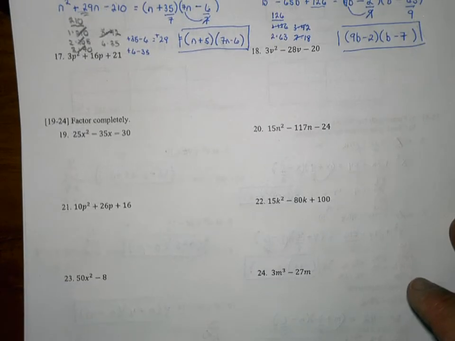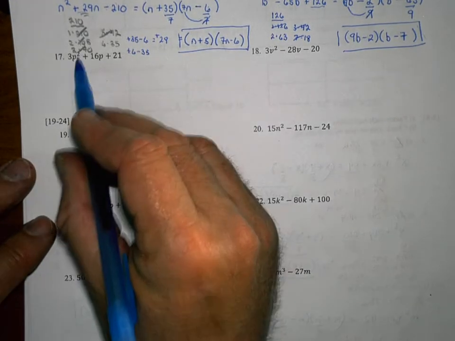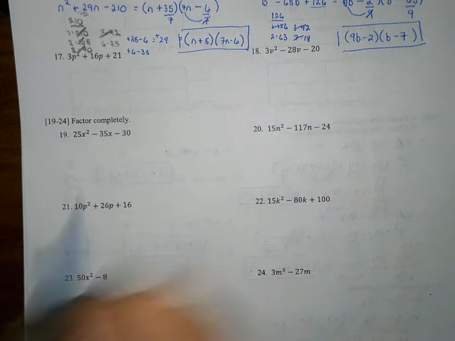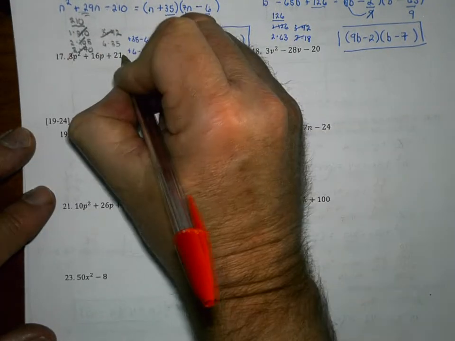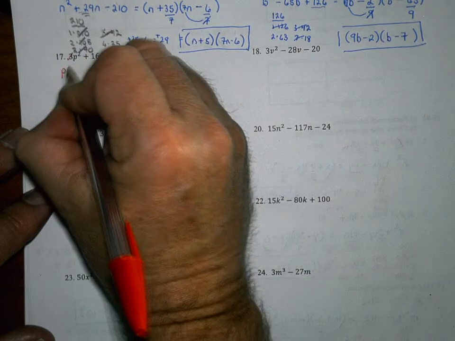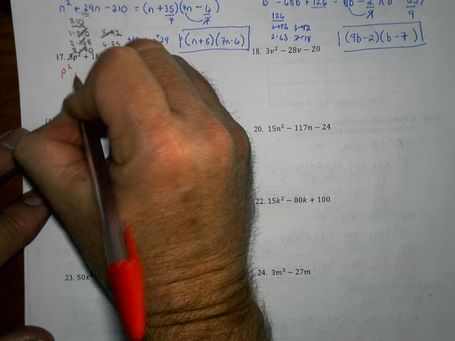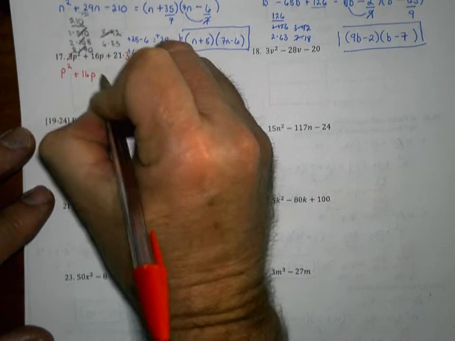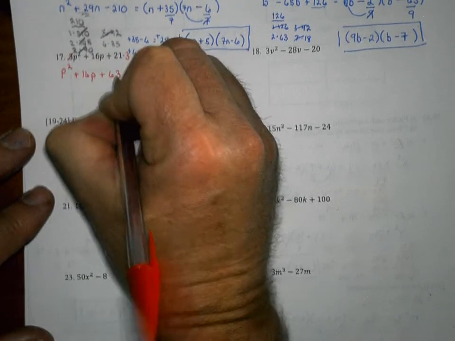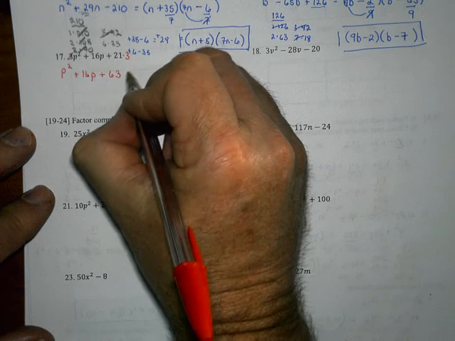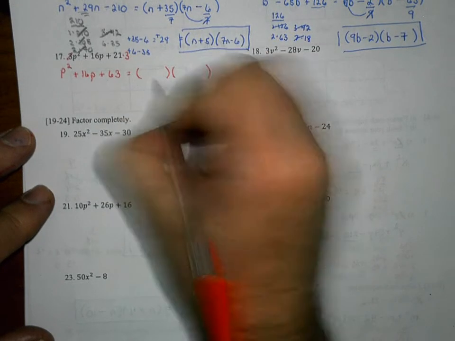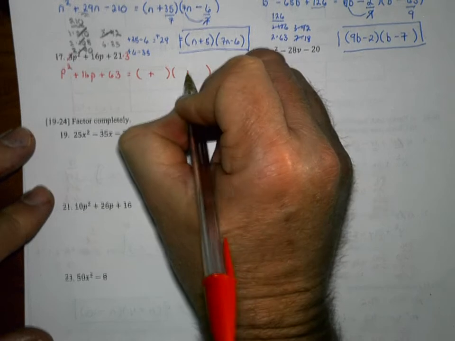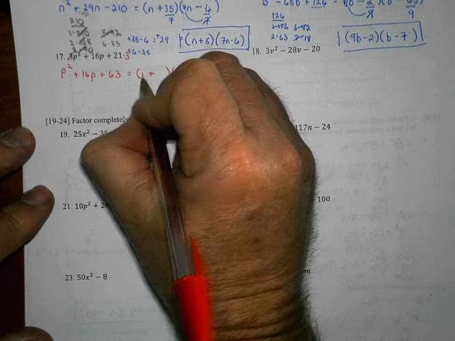Okay, so I have 3p squared plus 16p plus 21. So I have a leading number, so I need to get rid of it, and I need to multiply it by the last number. That gives me an easier trinomial to factor, p squared plus 16p plus 63. Okay, so now I could factor this trinomial. It's a plus plus trinomial, so I know my factors are going to be plus plus. My first term in each factor is going to be a p and a p.